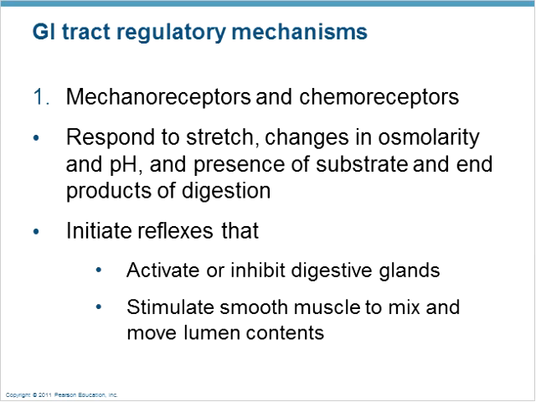The regulatory mechanisms for the GI tract include the mechanoreceptors and the chemoreceptors. They respond to stretch, changes in osmolarity and pH, and the presence of a substrate and the end products of digestion. They initiate reflexes that activate or inhibit digestive glands or stimulate smooth muscles to mix and move the lumen contents.